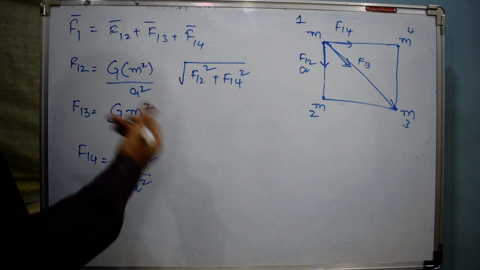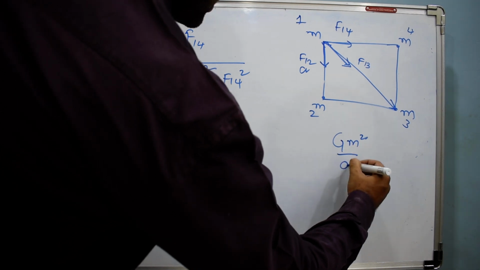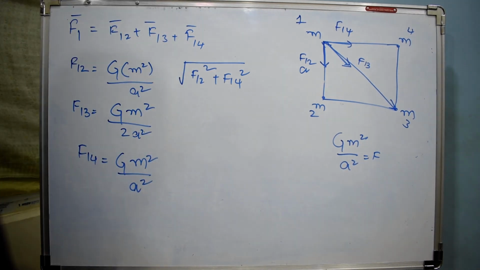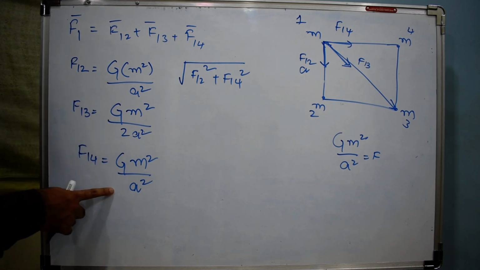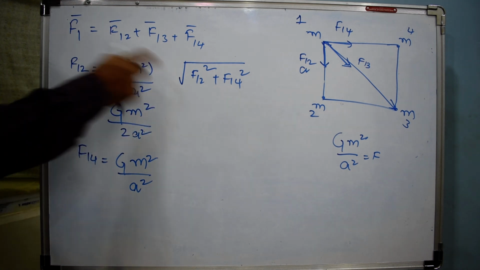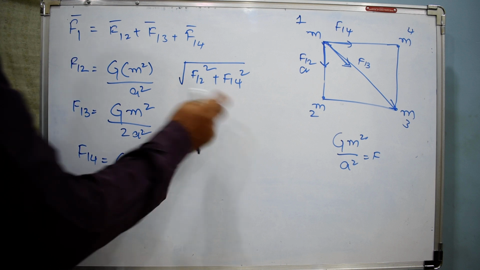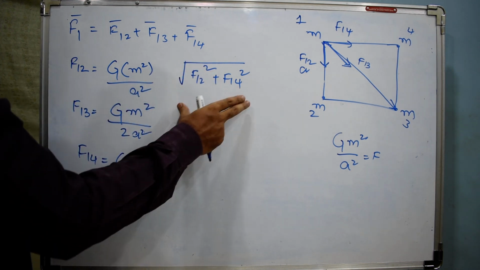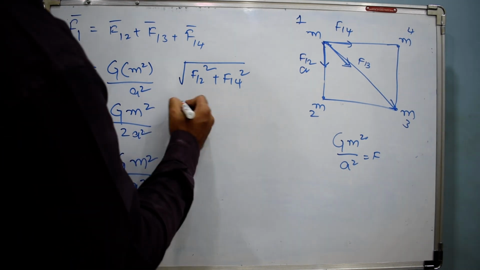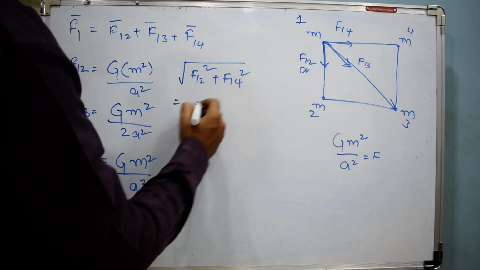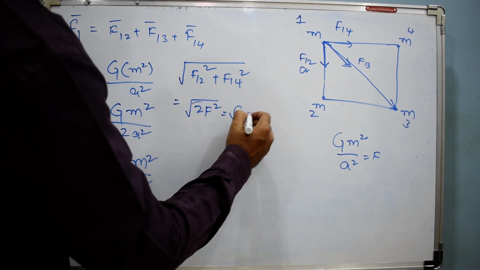Or let me call, for the sake of simplicity, G m square by a square equal to F. If I call this F, this is F by 2, and this is equal to F. Because I don't want to write this entire thing in each and every step, if I take this, then I can write the steps easily. So the resultant force due to these two is root of F square plus F square, root of 2F square, which is equal to root 2 into F.